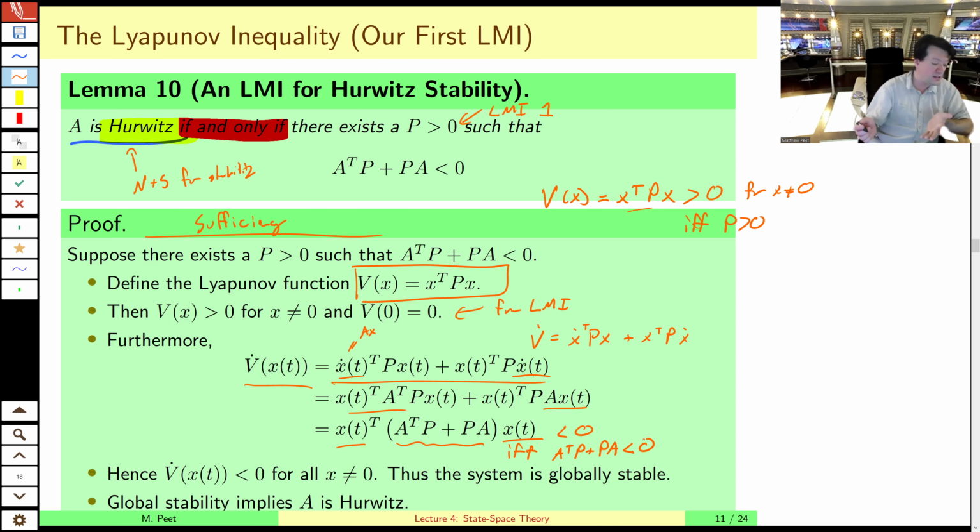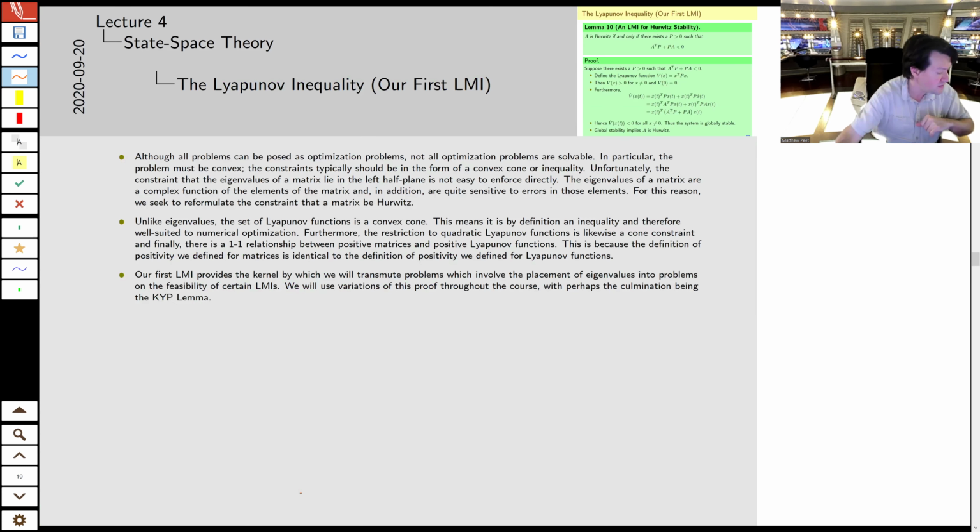So we conclude then that our quadratic candidate Lyapunov function has a strictly negative derivative. Therefore, the system is globally stable, and globally stable is equivalent to A being Hurwitz. So this allows us to translate, at least as a sufficient condition anyway, the stability property of the system. Okay, so I think we talked about that.